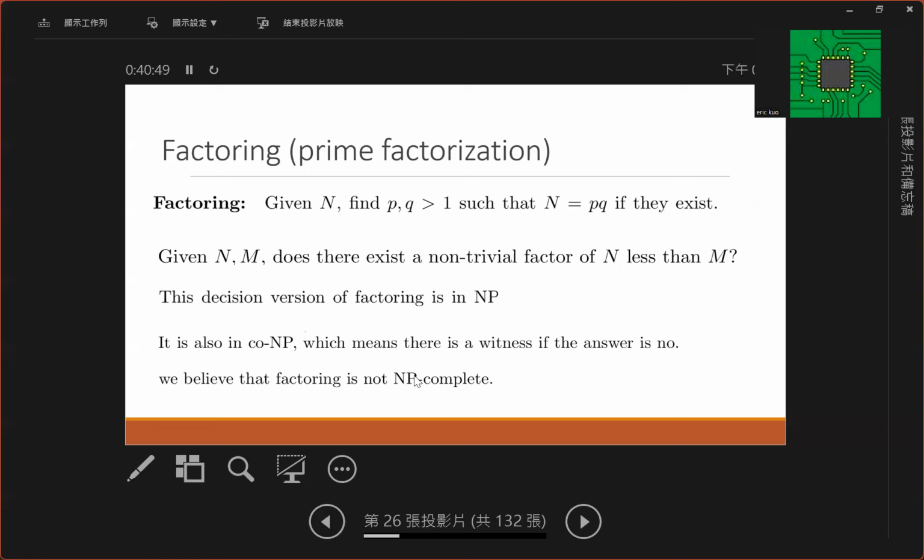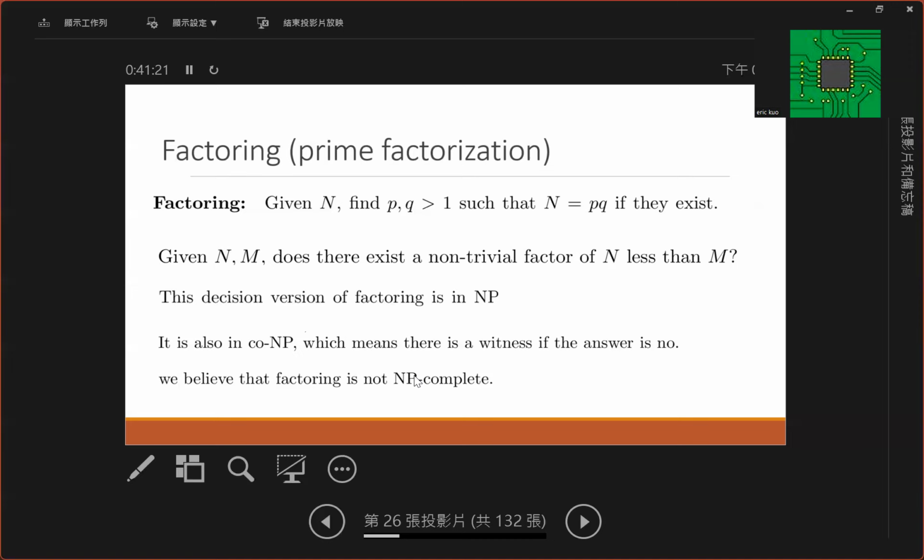There's a so-called decision version. Decision version meaning that if you are given two numbers and n, does there exist a non-trivial factor of n less than n? This is the same as factoring, but I changed it to the decision version. This decision version is in NP because if I give you the prime factor, you can easily check it. This is the definition of NP, right? The definition of NP is that if someone gives you a certificate, then you can check. If I give you a prime factor, you can just do a division. It's very simple.